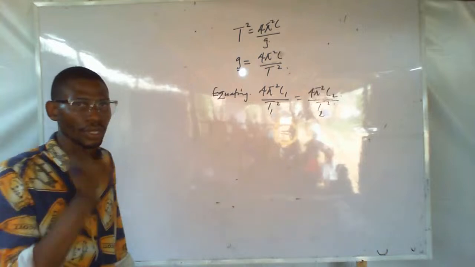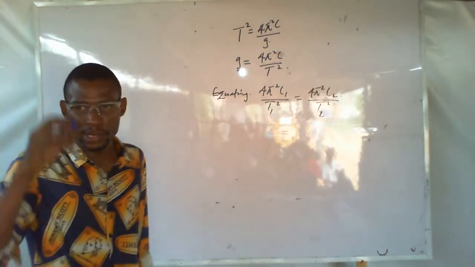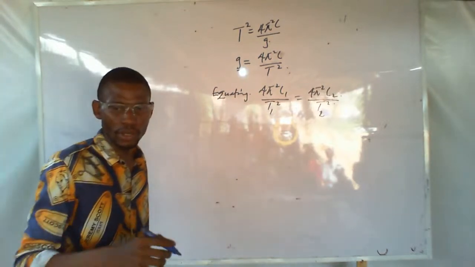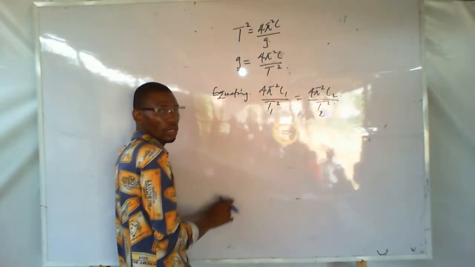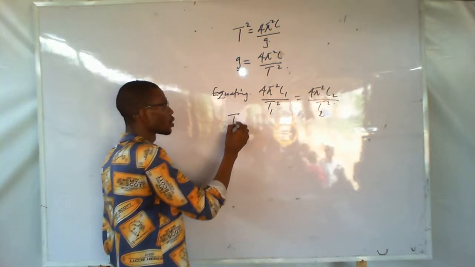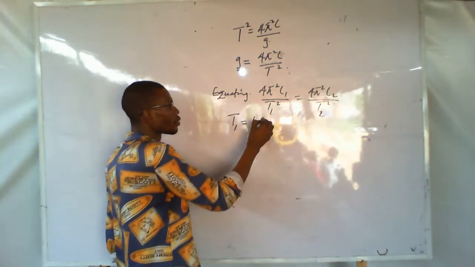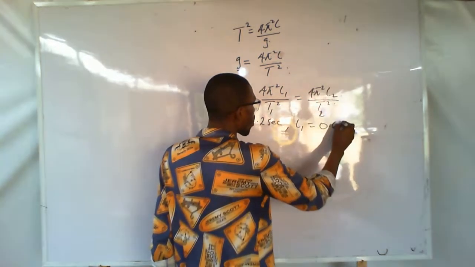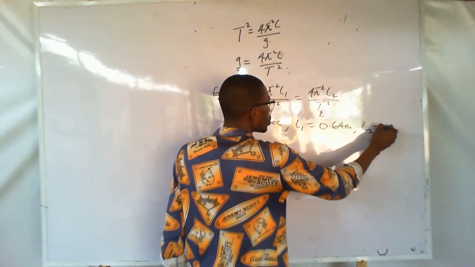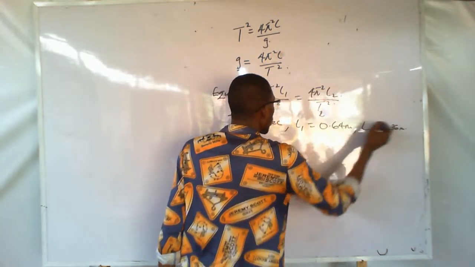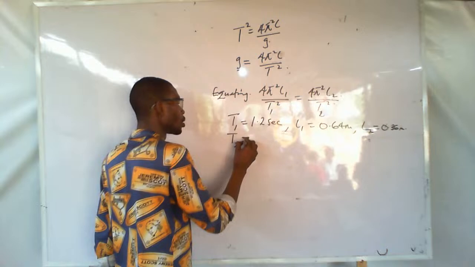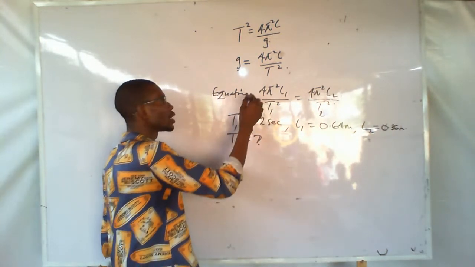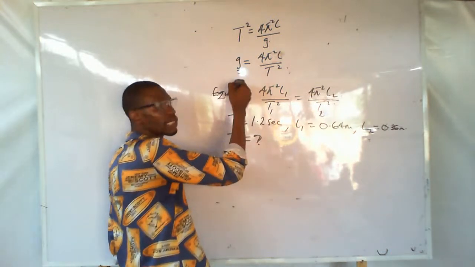Can you see what I'm doing? Yes, sir. What is the first length? What are they giving in the question? L1 is 0.64. L2 is 0.36. So now, you can see the way I equated them, because gravity is the same.